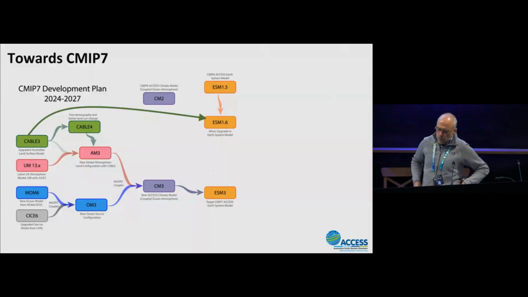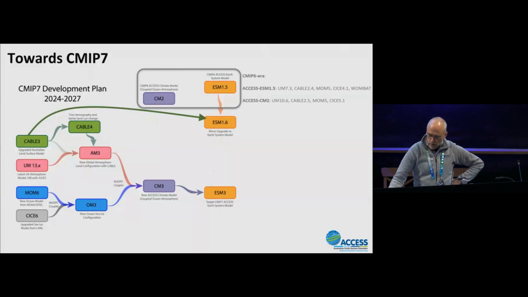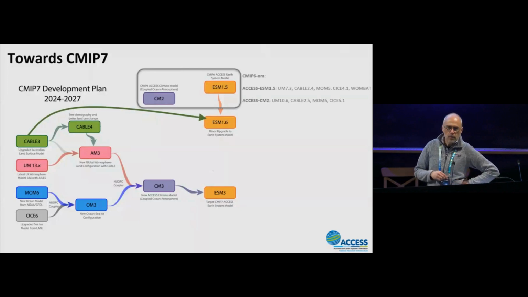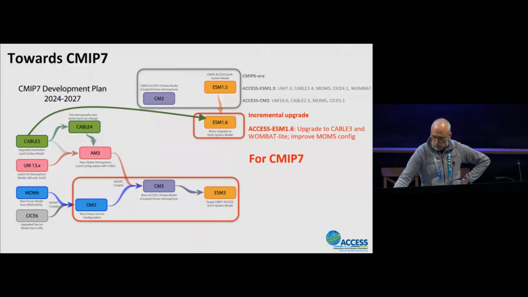So for CMIP7, there's a development plan. You've seen this diagram a few times already, and just for context, those top two are the CMIP6 submissions we had, and so ACCESS ESM 1.5 and ACCESS CM2, and ACCESS CM2 has MOM5 and SICE5, which is actually ACCESS OM2 as its ocean and sea ice components. So for CMIP7, we've got a kind of a two-pronged approach.